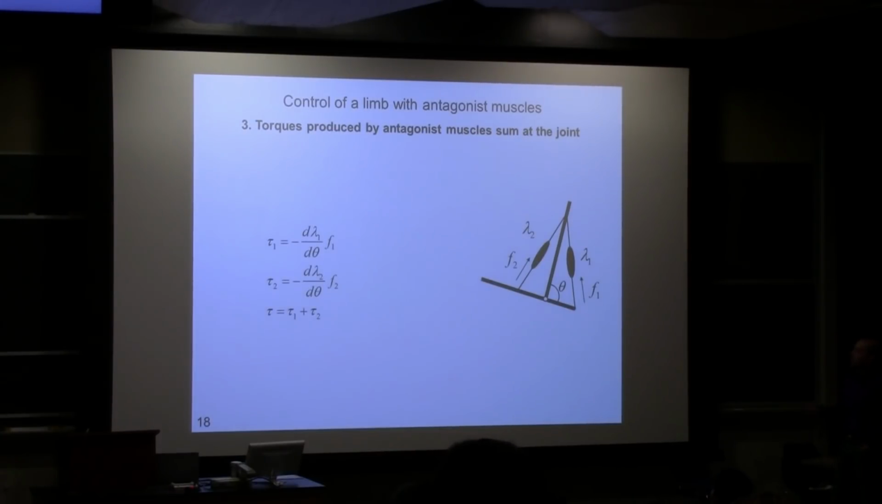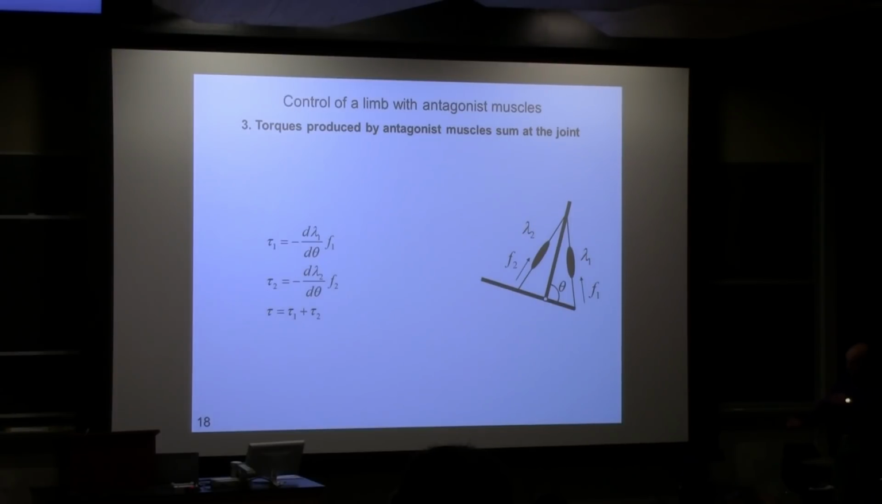Okay, so now we have two muscles. We have a muscle that is going to be a flexor. We have a muscle that is an extensor. This muscle, when it produces force, it pulls up. This muscle, when it produces force, it pulls up over there. So this causes flexion, this causes extension. So force produced by this muscle produces a torque we're going to call tau 1. Force produced by this muscle is going to produce a torque we're going to call tau 2. And their relationship is based on the derivative of their length change with respect to theta. The total torque that's acting on the joint is the sum of those torques.